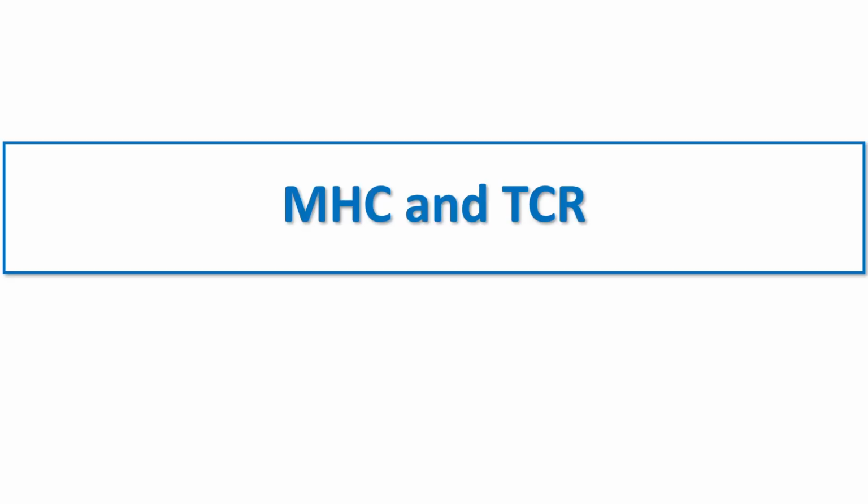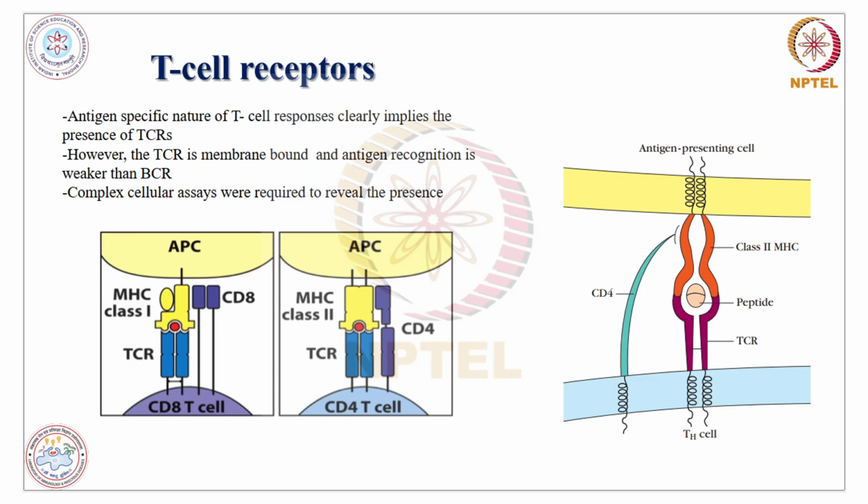Now the next topic is MHC and T cell receptor. As I have already told you, the MHC is the major histocompatibility complex, and these T cell receptors are present on the immune cells. So the T cell receptor is a molecule found on the surface of T lymphocytes or T cells, and it allows the T cells to recognize and bind to antigen peptides, but only when these peptides are presented by MHC molecules on the antigen presenting cells. They themselves cannot go and bind to the antigens.